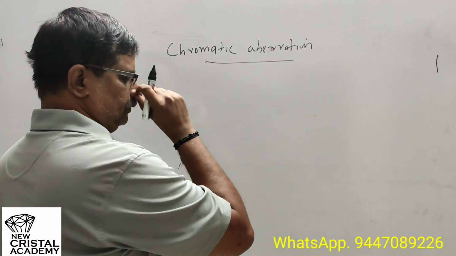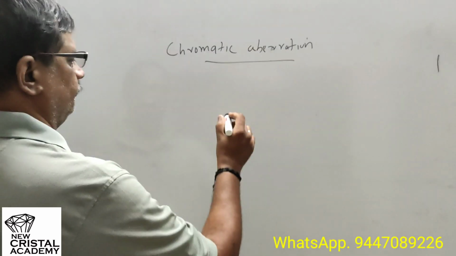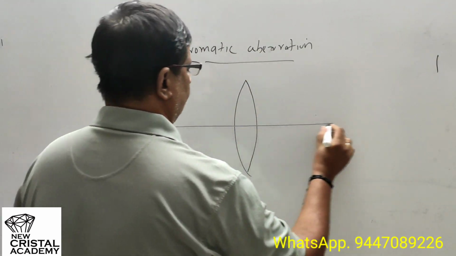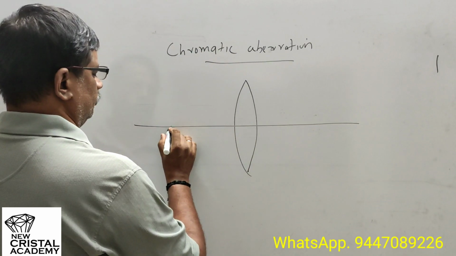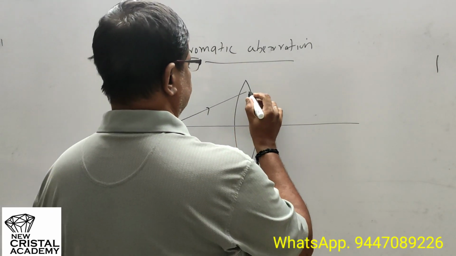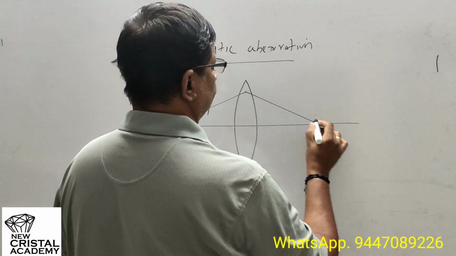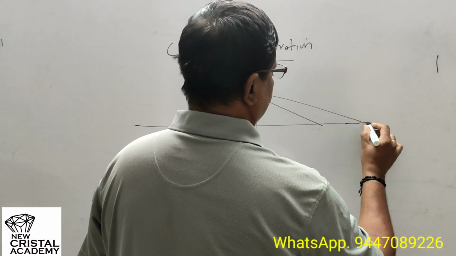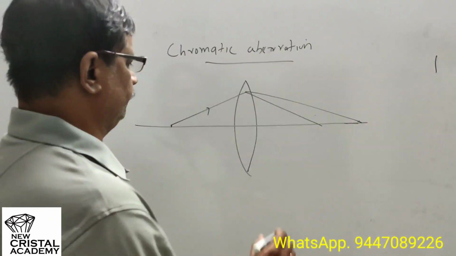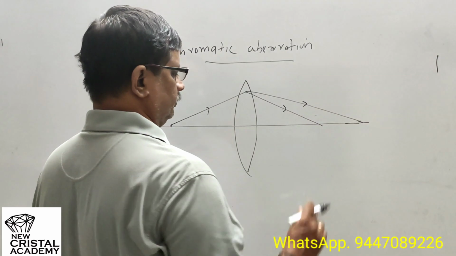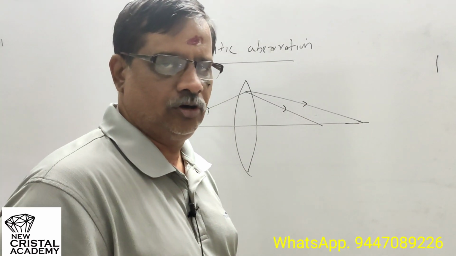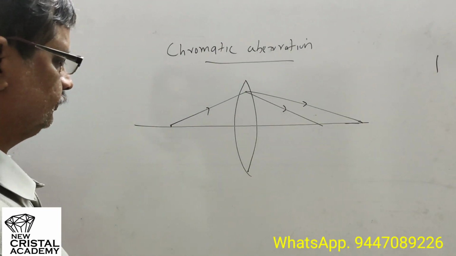See, if an object is placed in front of a convex lens, and this is a convex lens, and I have placed a point object on the principal axis of the lens, and a white beam of light emerges from the lens after passing through it, the image appears to be colored. Not only is the image colored, but the different colors are focused at different points. So the inability of the lens to focus all colors to a single point is called chromatic aberration. Now let us see how this happens.